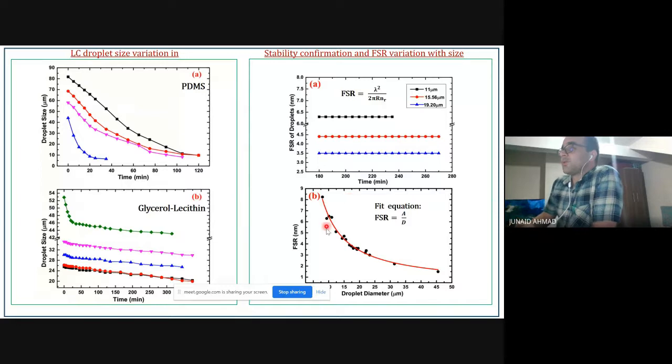And also, we measured the free spectral range corresponding to different sizes of the droplets, and we found that the free spectral range is quite higher in case of smaller droplets, and it decreases as a function of radius. And this fit equation corresponds to A by D, where D is the diameter of the droplet, and A is a constant.